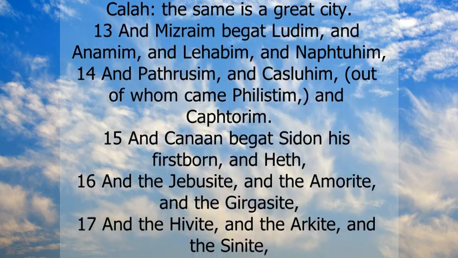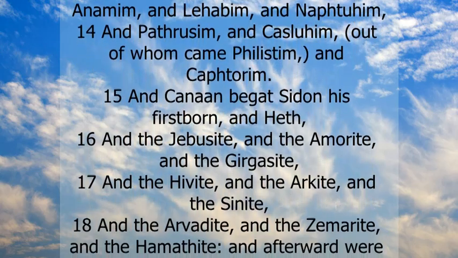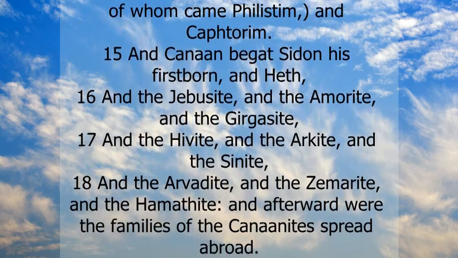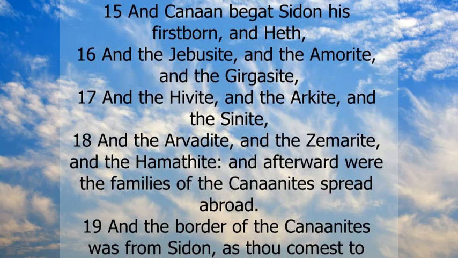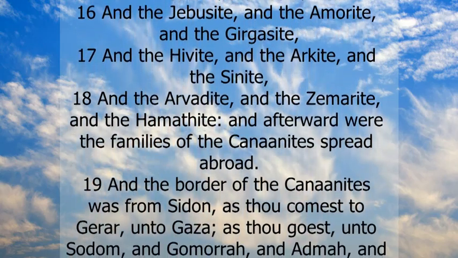And Canaan begat Sidon his firstborn, and Heth. And the Jebusite, and the Amorite, and the Girgasite. And the Hivite, and the Arkite, and the Sinite. And the Arvadite, and the Zemarite, and the Hamathite, and afterward were the families of the Canaanites spread abroad.